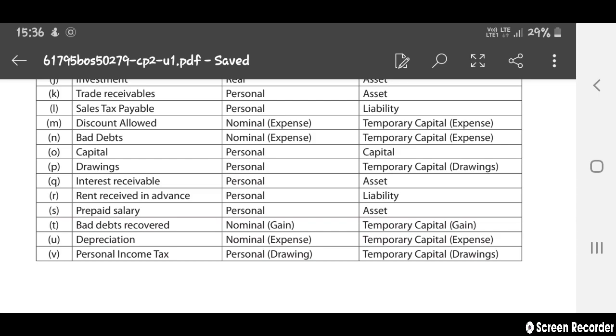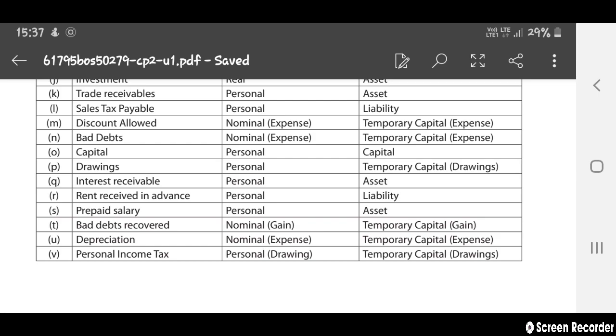traditional approach, but it is temporary capital, means it is also expense we say in the accounting equation approach. Bad debts, they are the nominal expenses in the traditional approach, that means expenses. And it is temporary capital, it is also expenses in the accounting equation approach.